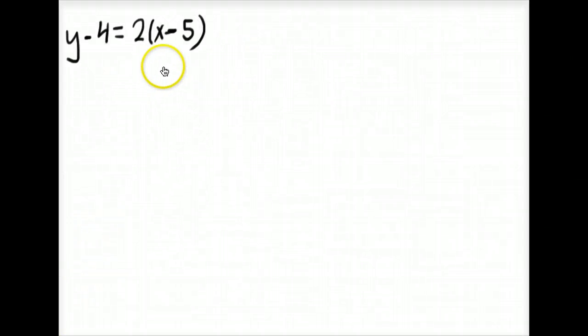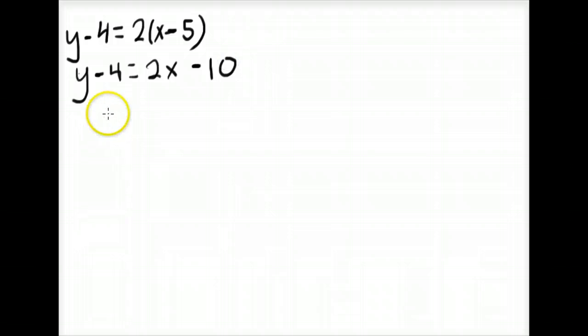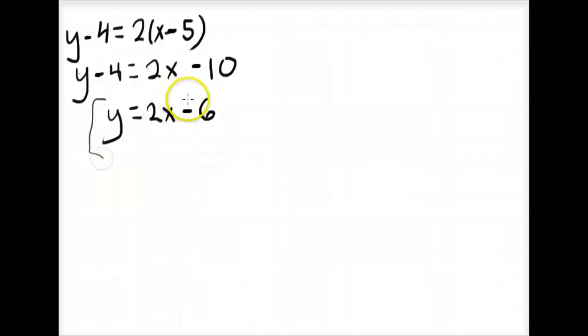If we have this equation, y minus 4 equals 2 times x minus 5, and we distribute the 2 in, and then add 4 to both sides, we're going to get this. First distributing the 2, we get y minus 4 equals 2x minus 10. Then adding the 4 to both sides, we get y equals 2x minus 6. This equivalent equation is written in a different form, which we call slope-intercept form. So these are two different forms of the same equation.